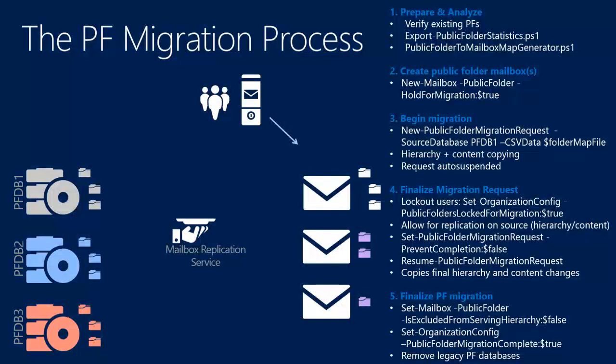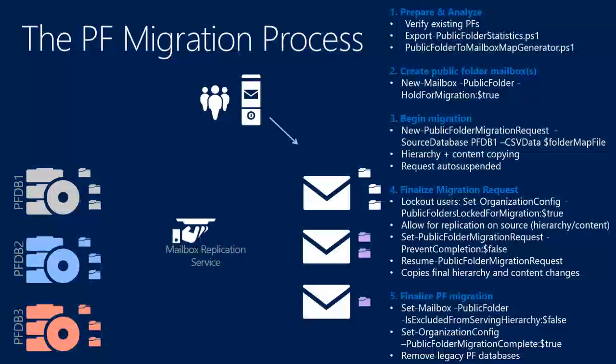And then we can open all the public folders. So we open all the public folder mailboxes using IsExcludedFromServingHierarchy set to false, and set the organization config for public folder migration complete. That commandlet basically allows the email delivery to mail-enabled public folders.